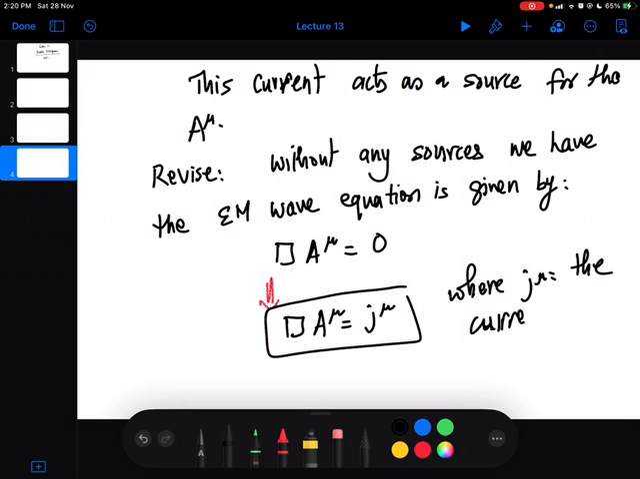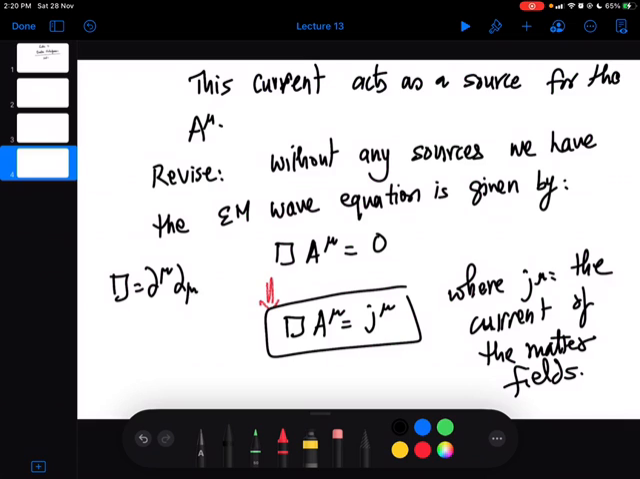Current of the matter fields. Box essentially is del mu. Just to revise ourselves, box is del mu. So this current is still conserved, of course. The current is conserved, but this current is the source of the electromagnetic waves.